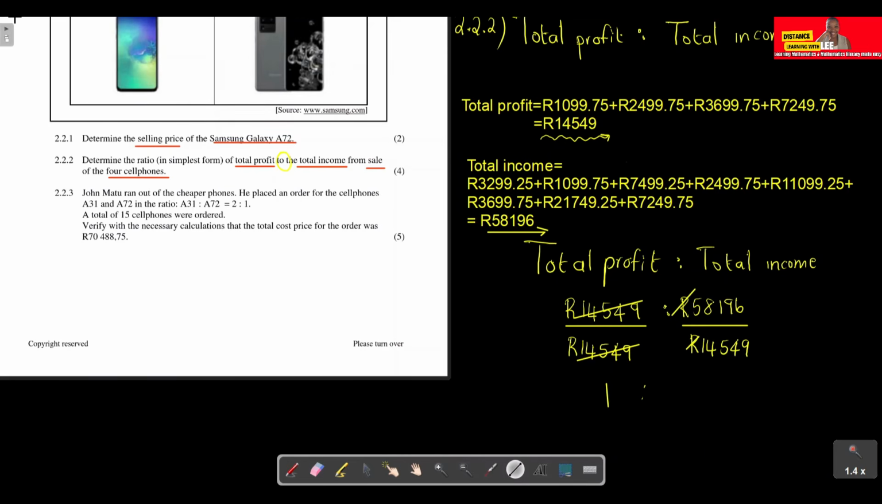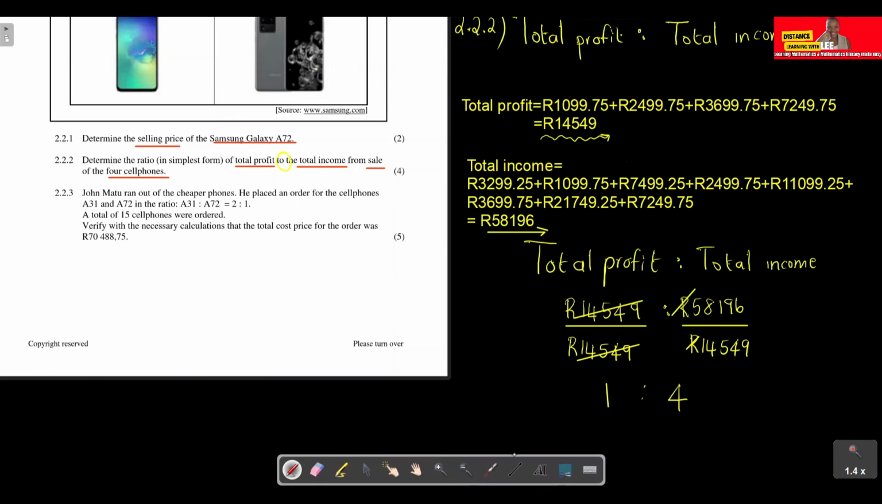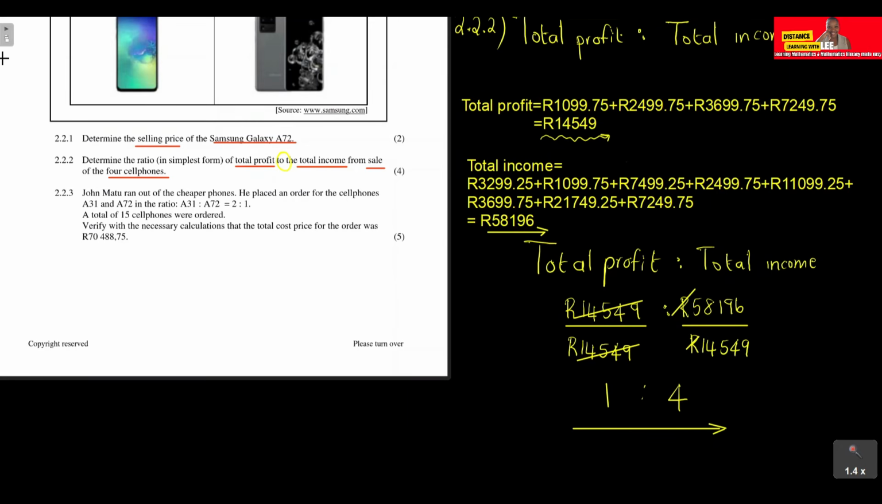The rands and the rands cancel, guys. We're not going to have units of rands in our ratios. And then if you punch 58,196 divided by 14,549 into our calculator, you will get 4. So the ratio of the total profit to the total income from the sale of the 4 phones in simplest form is 1:4. Okay, and that is our final answer.